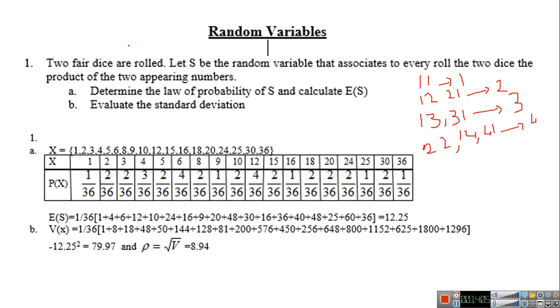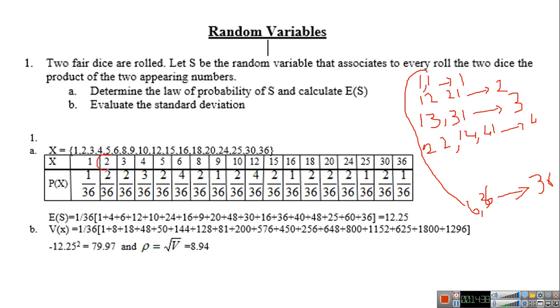So here they said let S be the random variable that associates to every roll of the two dice the product. Here I want to roll the two dice. This is called the sample space, up till the number 6 and 6, which is 36 outcomes. I want to translate it, as they said, into the product. So these are the numbers that you may get. To get the number 1, how many choices do you have? I have only 1 out of 36, so 1 over 36.